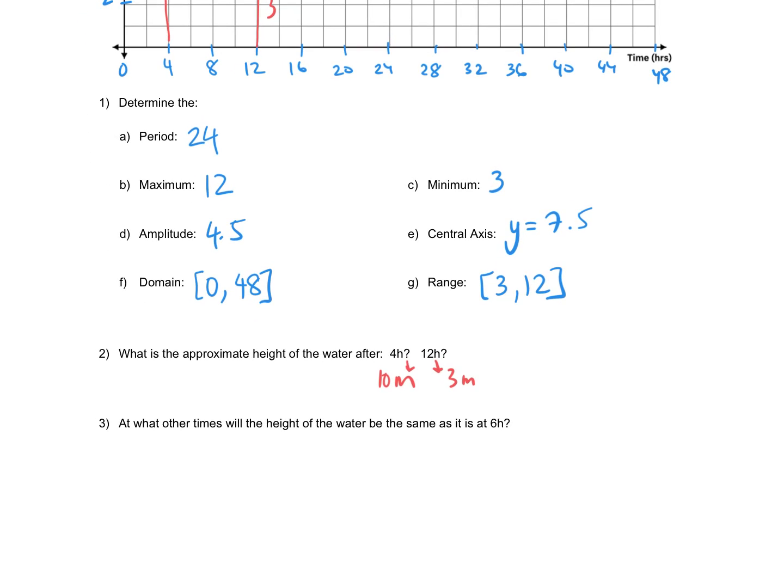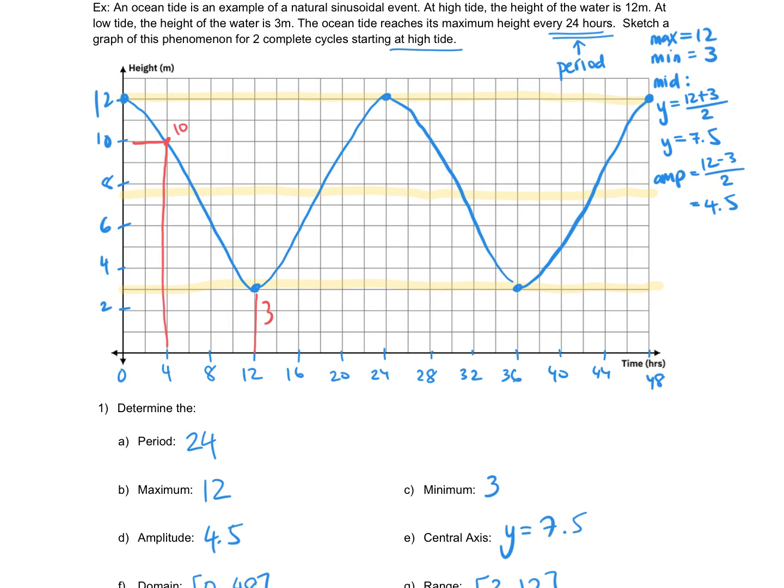And finally, at what other times will the height of the water be the same as it is at 6 hours? So let's first see what the height is at 6 hours. So 6 is here, so looks like maybe around the 8 mark. Here it is again, here it is again, here it is again. So it looks like at 18 hours, at maybe 31 hours, maybe 43 hours.